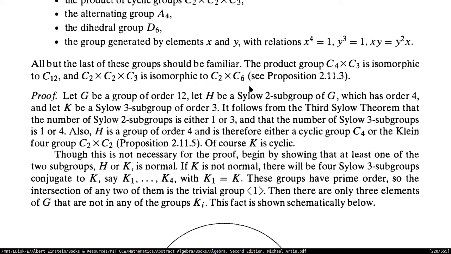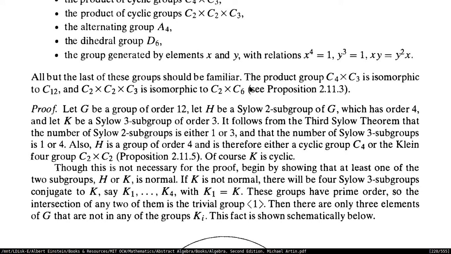Okay, so I'm good up to the lemma. Are you good up to the lemma? He just said H is a group of order 4 and is therefore either a cyclic group of order 4 or the Klein 4 group, that is C2 cross C2. Okay, I'm good with that.